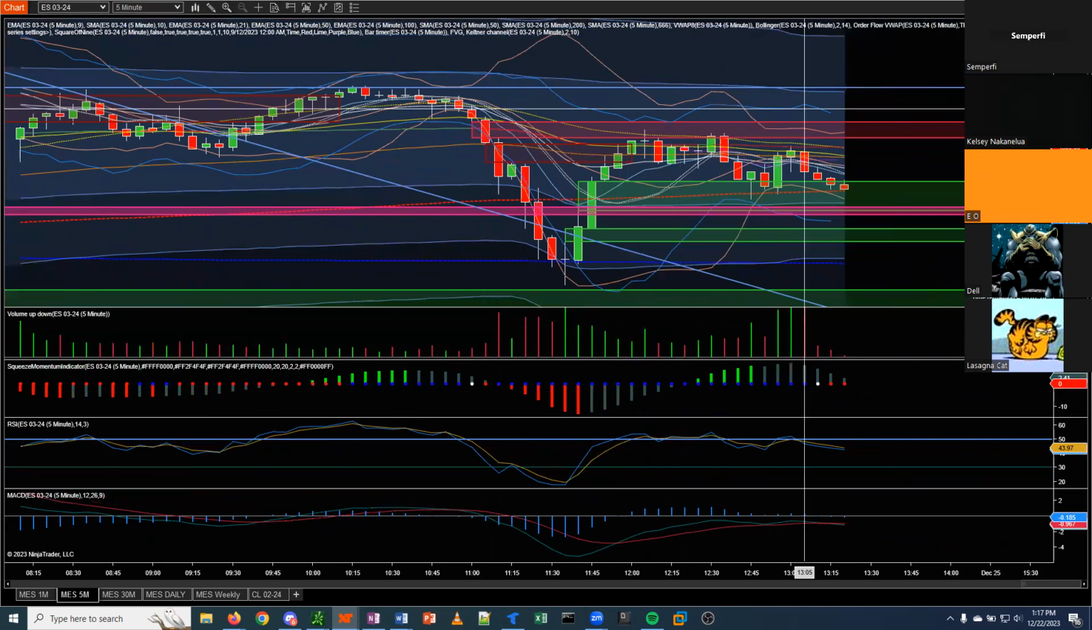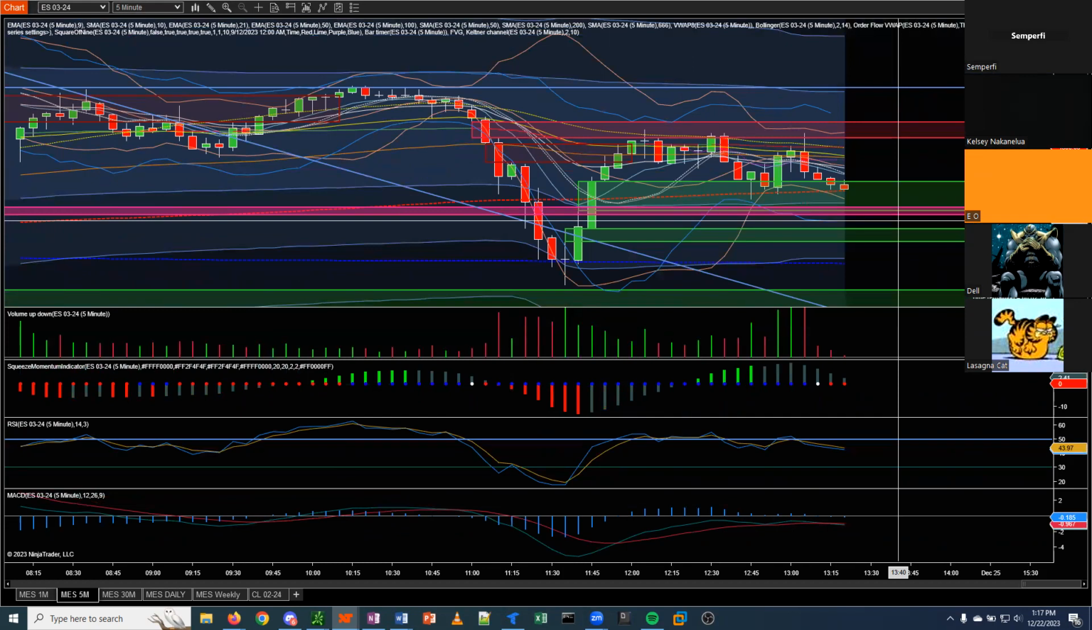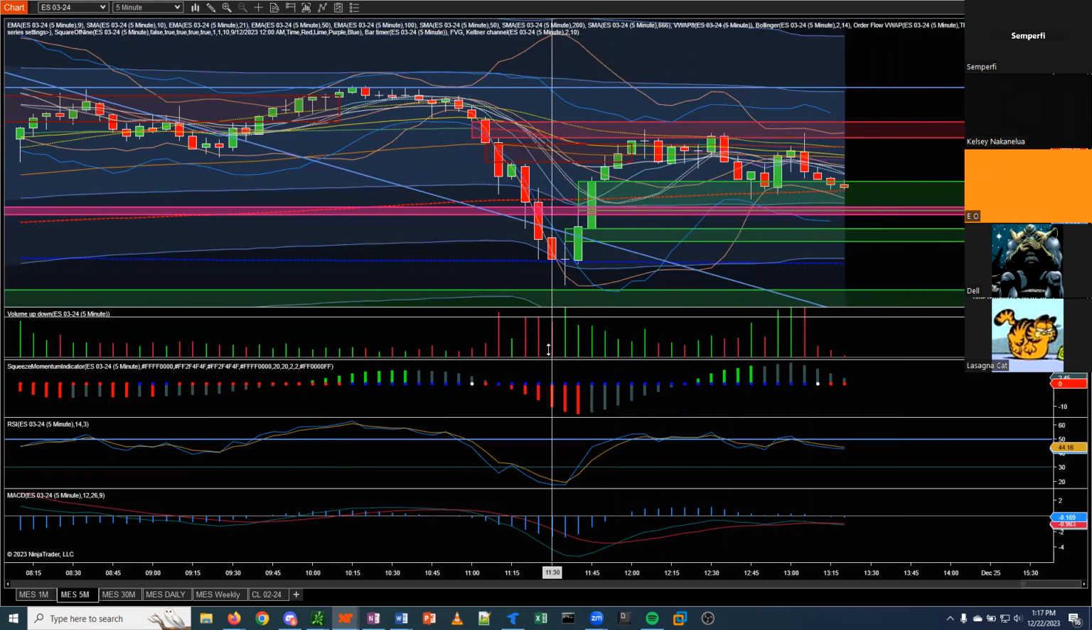Ninja Trader does that justice. Hey, guys, there's one big thing about volume. Sometimes you'll get a red bar on Ninja Trader and you'll get a green bar on TOS. So be very careful.